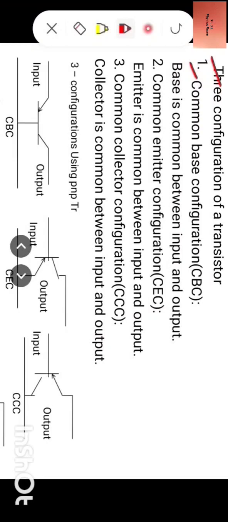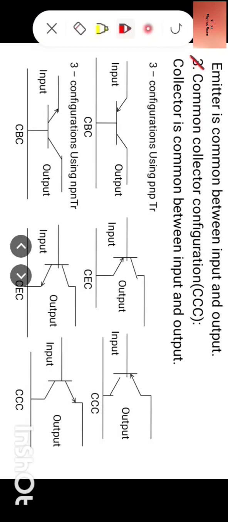First, common base configuration, in short CBC, where base is common between input and output. Second, common emitter configuration, in short CEC, where emitter is common between input and output. Third, common collector configuration, CCC, where collector is common between input and output.